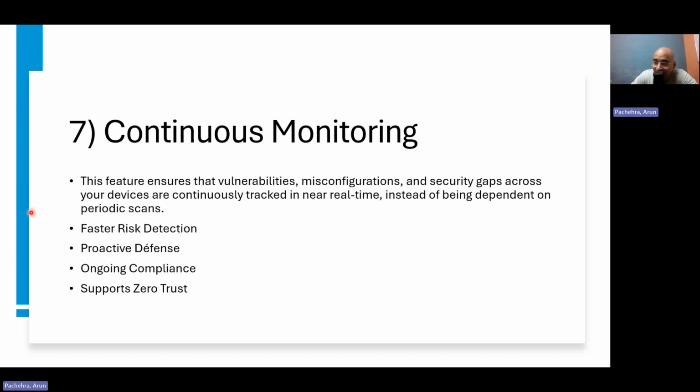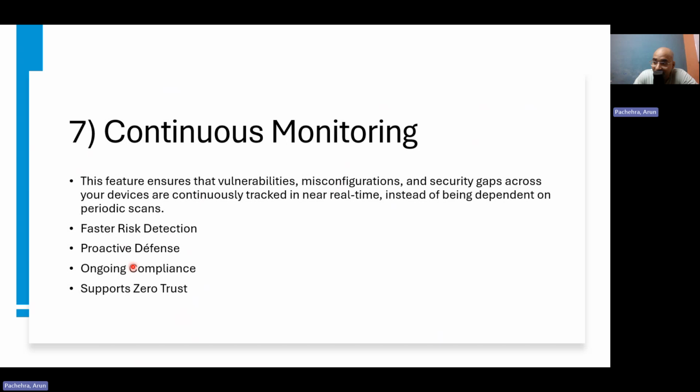So, how does it help? Faster risk detection, because traditional vulnerability management tools rely on scheduled scans, and this is happening near real time. So, faster risk reduction. Continuous monitoring ensures that as soon as a new vulnerability appears or a misconfiguration happens, it's detected. Then proactive defense. Threat actors exploit new CVEs within hours or days of disclosure. Continuous monitoring helps close the gap between vulnerability disclosure and remediation.